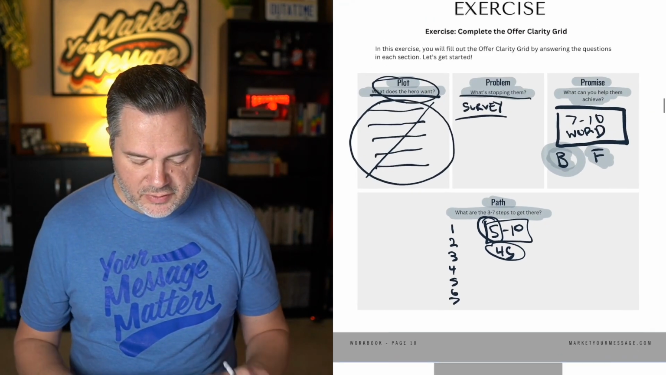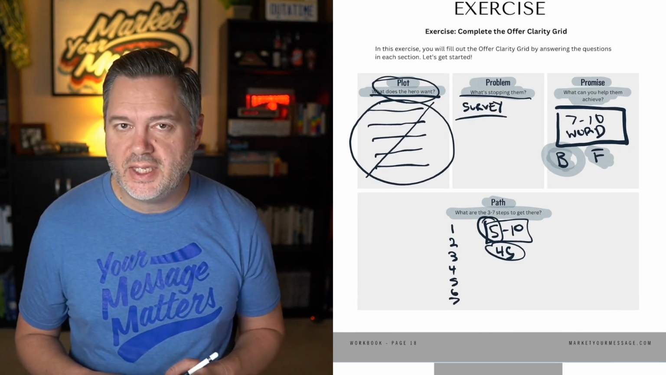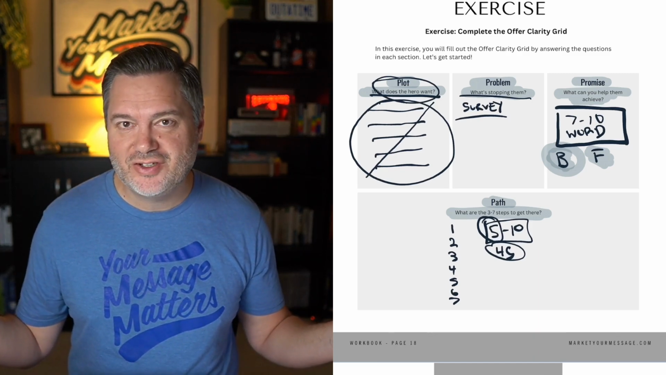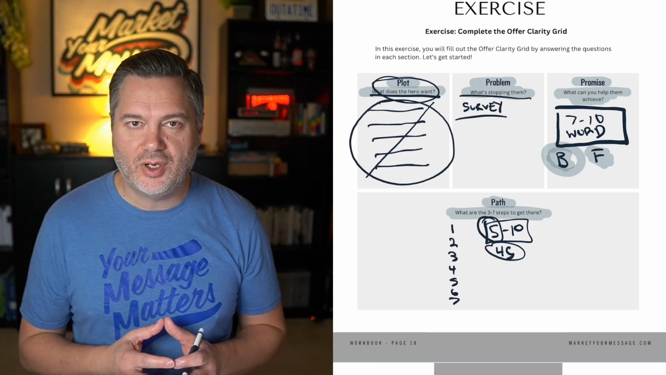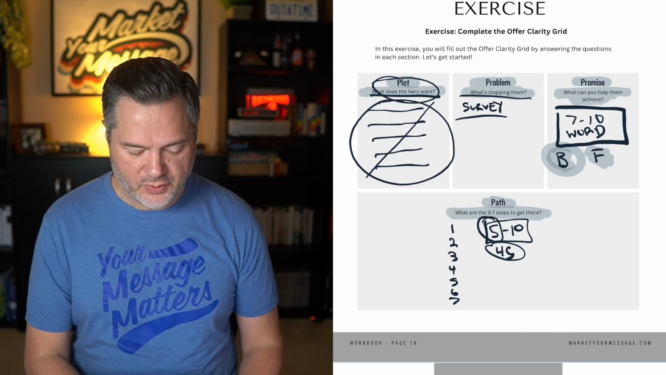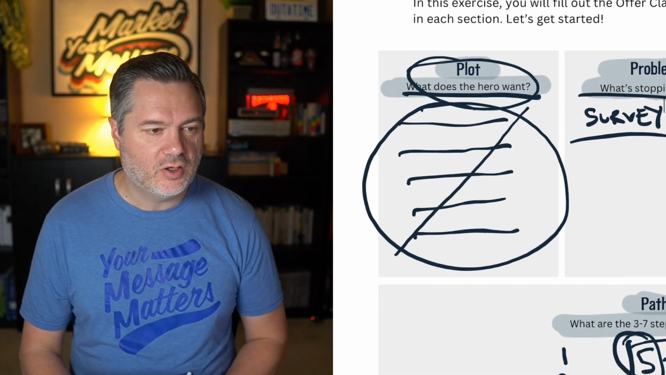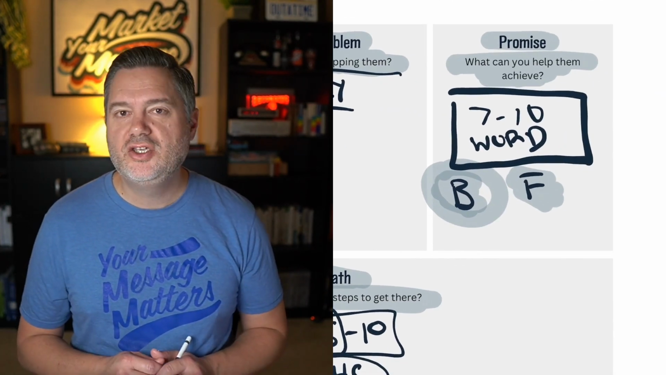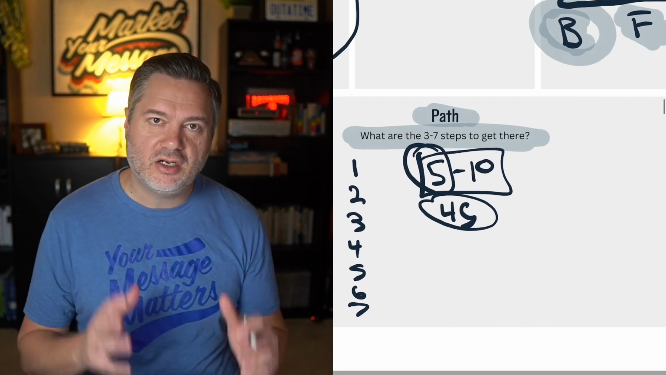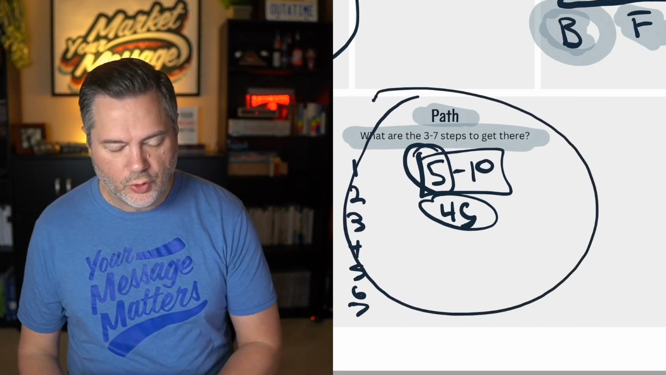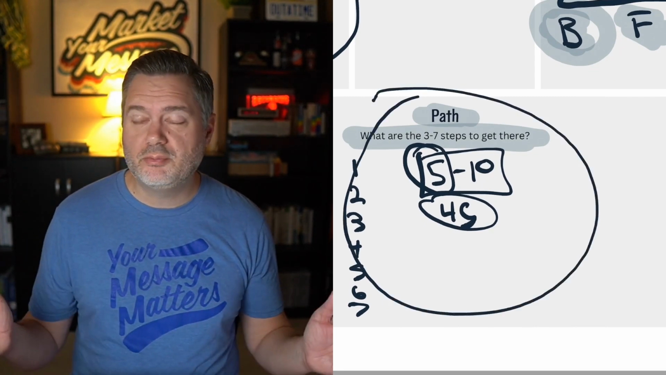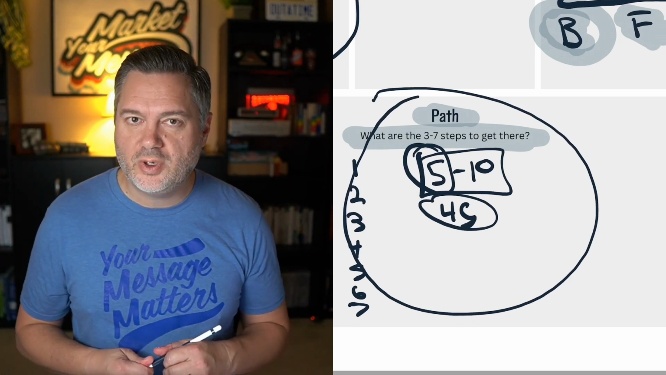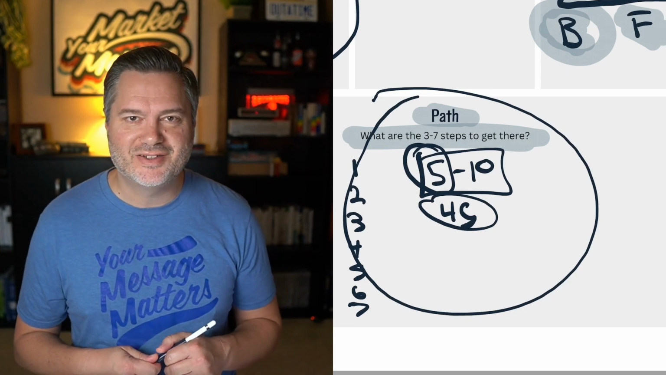So that is the process. If you will implement these 4 things, then you will not fail when it comes to online courses, and you will always hit it out of the park with your offers. So again, plot. What does the hero want? Problem. What's stopping them? Promise. What can you help them achieve? And then putting it all into a path for your courses and your coaching, or even your books, even your speeches, to help the people you want to most help, your audience, be successful.